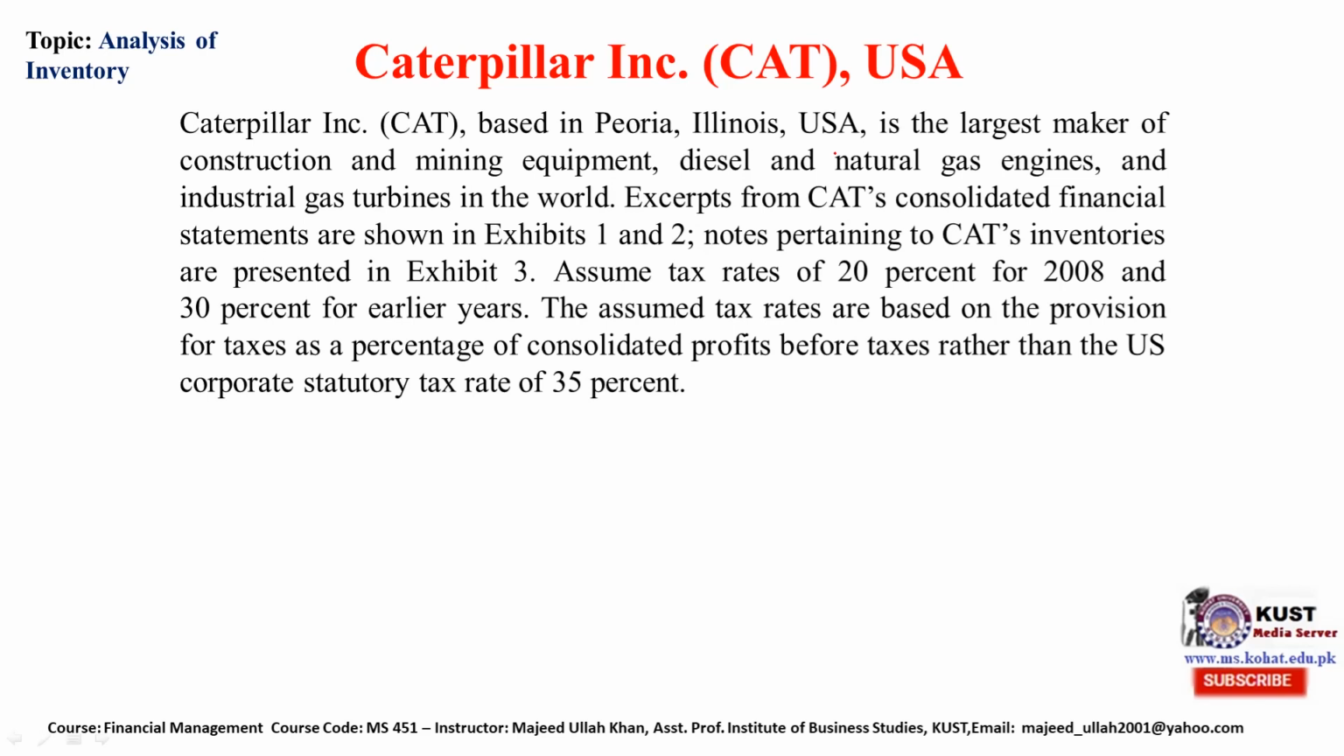and notes pertaining to Caterpillar's inventories are presented in Exhibit 3. Assume a tax rate of 20% for 2008 and 30% for the earlier years. The assumed tax rates are based on the provision for tax as a percentage of consolidated profit before taxes. We will ignore the 35% corporate or statutory tax rate of US taxation. We will just assume a 30% tax rate on consolidated profit for the earlier years and 20% for 2008.